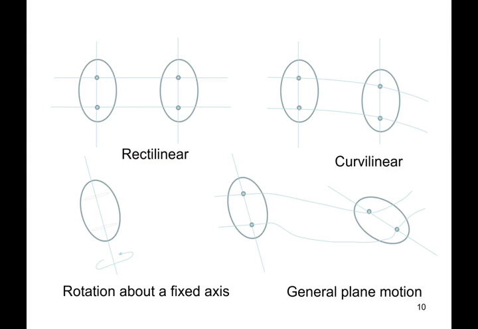And we can also have a combination of the two, which is a general plane motion, right? So we can have some sort of a rotation about a fixed axis, and your object can move along a path as well.